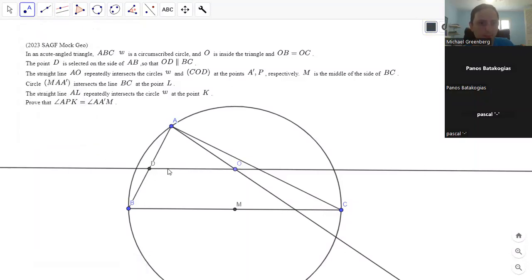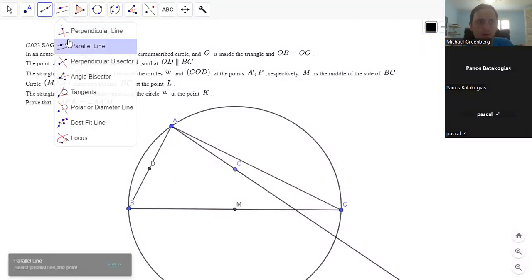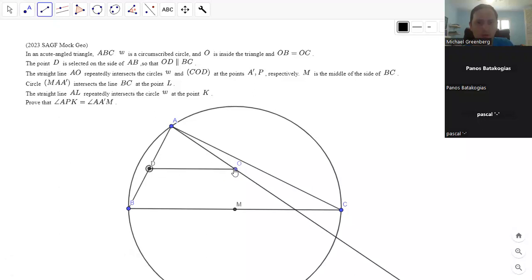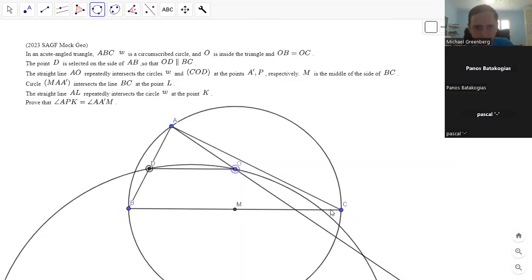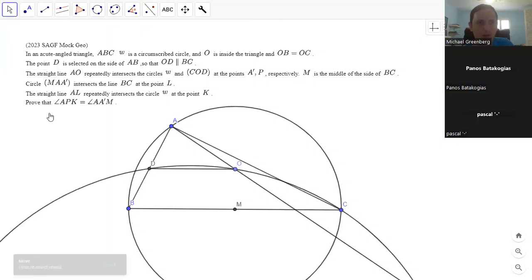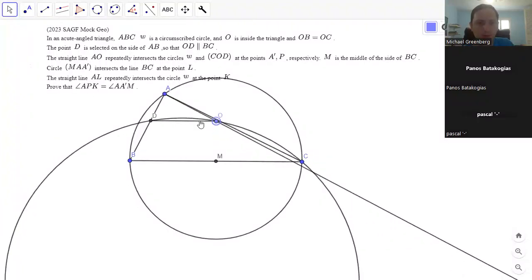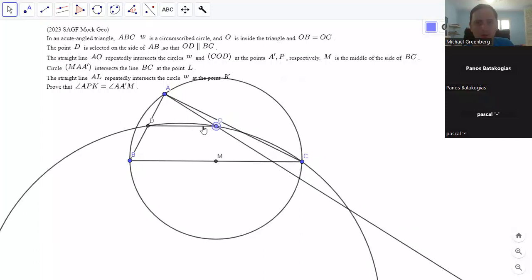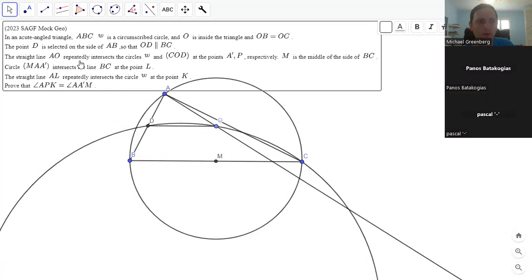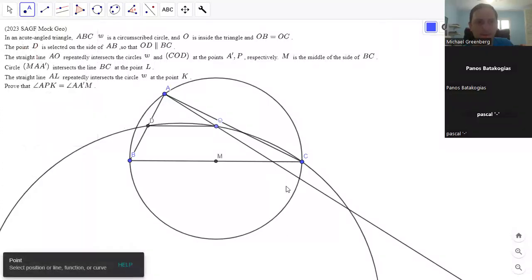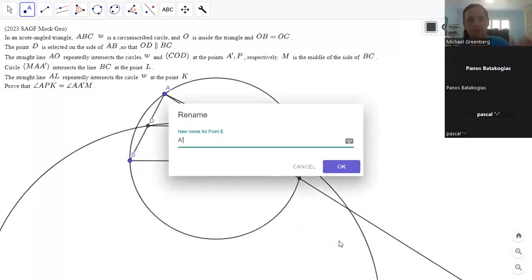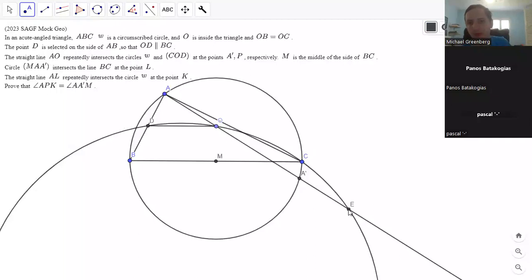So that's D. And AO intersects, so we draw the circle COD. Okay. So we have A prime and P. This is A prime. This is P.